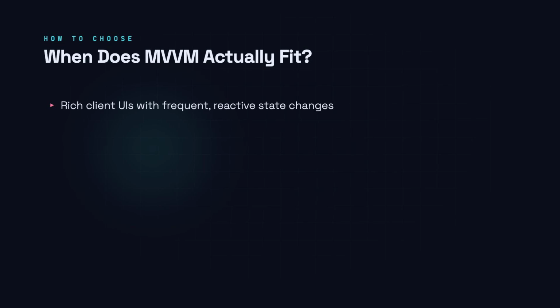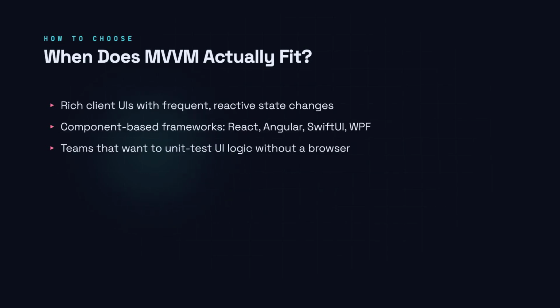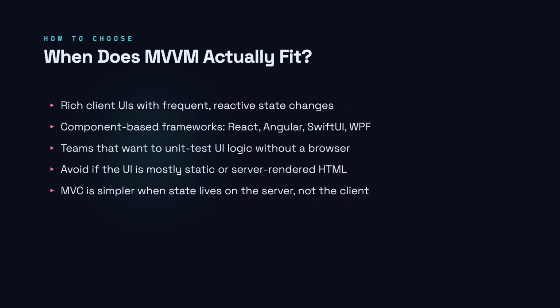Reach for MVVM when your UI has real ongoing state: forms that validate as you type, dashboards that update live, or screens where many widgets depend on the same underlying data. Modern frameworks like Angular, SwiftUI, and WPF are built around exactly this binding model. If your application is primarily server-rendered with thin client interaction, MVC is simpler, and the binding infrastructure buys you nothing. The decision comes down to where state lives. If it lives on the client and changes frequently, MVVM earns its keep.